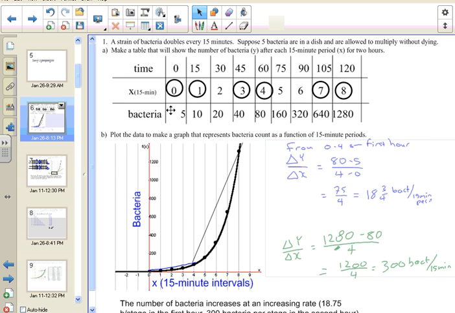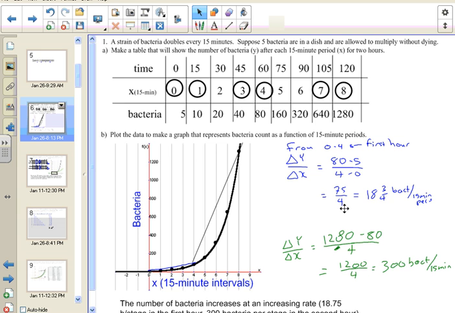And so we learned that after 8 15-minute periods, or 2 hours, there were 1,280 bacteria when we started with 5. And when we plot these on a graph, even by the time I get to x equals 8, you can see we started from relatively insignificant growth to suddenly very rapid growth in a short period of time.